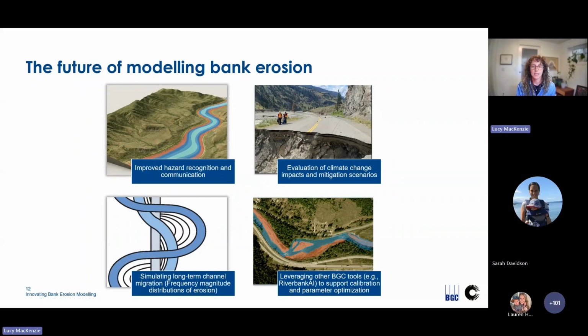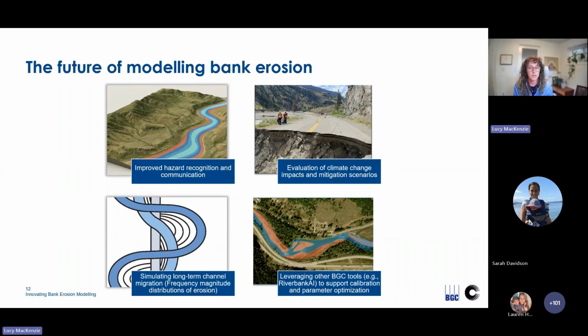Any scientist will tell you that results mean nothing if they can't be communicated. Utilizing the spatial capabilities of the model enhances our ability to convey bank erosion hazard and then to feed that data into risk assessments for numerous different sectors. Building on this, the model can be used to evaluate how climate change and different mitigation strategies may affect infrastructure risk. For example, we can assess the risk to a highway in terms of annualized closure duration.